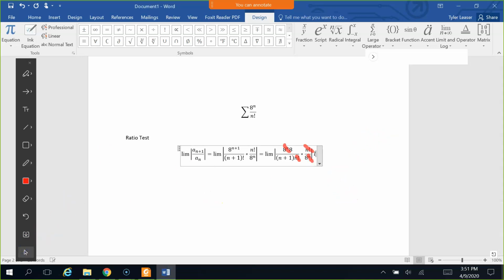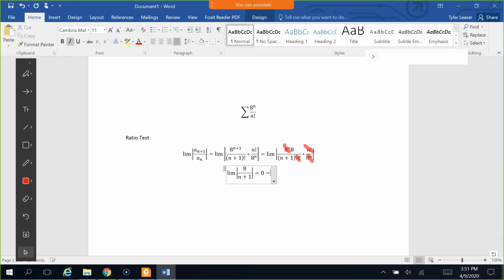Which means that we end up with just the limit. Oop, that's not going to work. Come down to the next line. The limit of the absolute value, it looks like I only have an 8 on top, and I have an n plus 1 on the bottom. And then as n goes to infinity, my denominator blows up, which makes this whole sequence just go to 0. And then remember that this is my p-value for the ratio test.